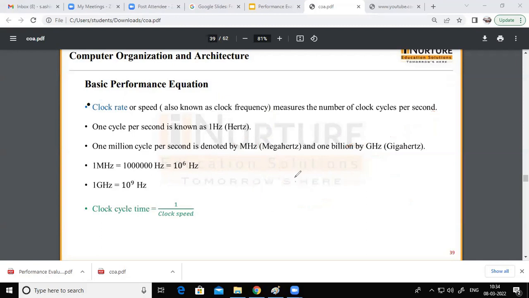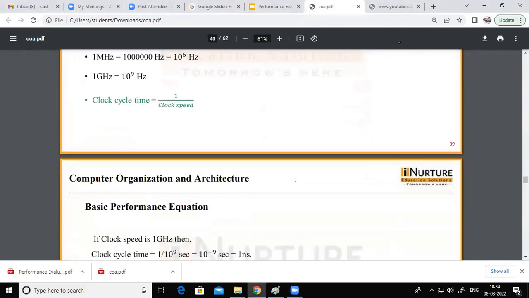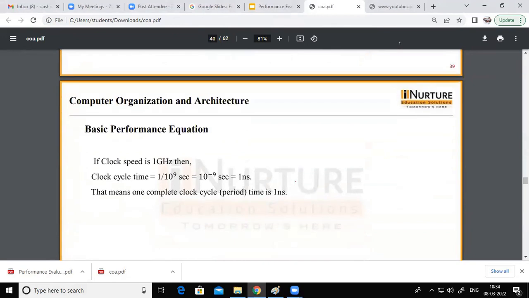Before going into that, let's take a few formulas also. If my clock speed is 1 gigahertz, then clock cycle time will be 1 upon 10 to the power 9 hertz. So this is nothing but 10 to the power minus 9 seconds, which is 1 nanosecond. One practical conclusion from this formula is that a 1 gigahertz processor has a clock cycle time of 1 nanosecond. The less time you have, the more quickly it completes one cycle, and that corresponds to the higher speed of that processor.